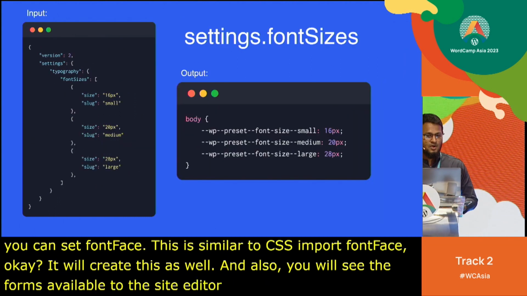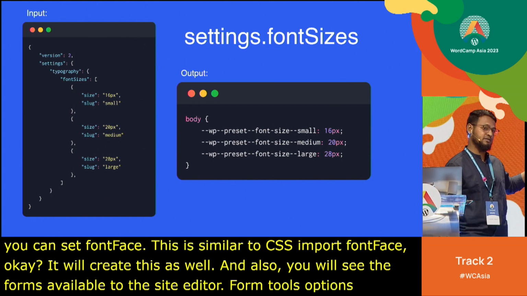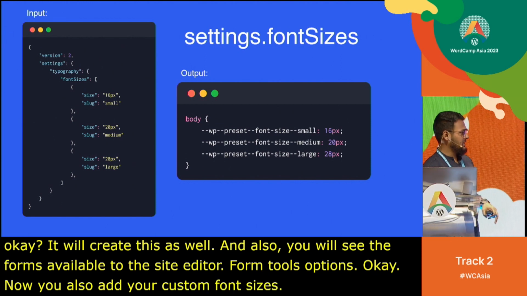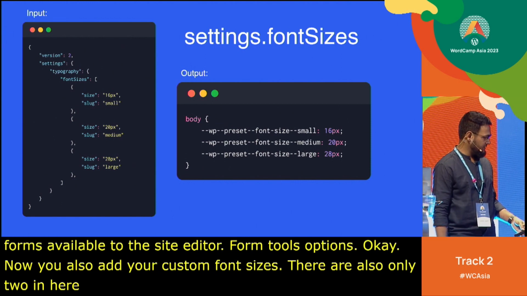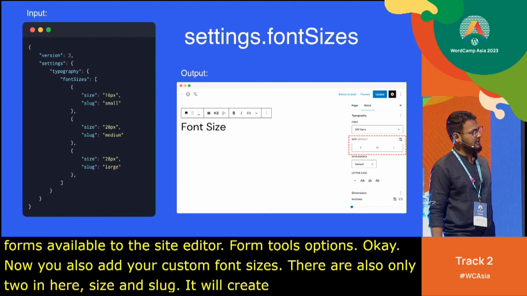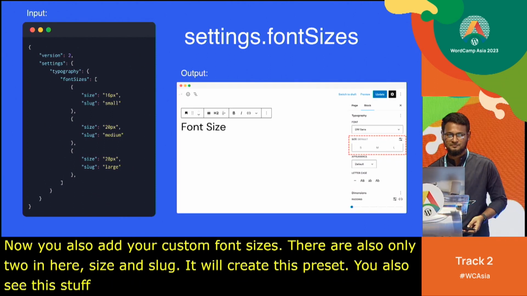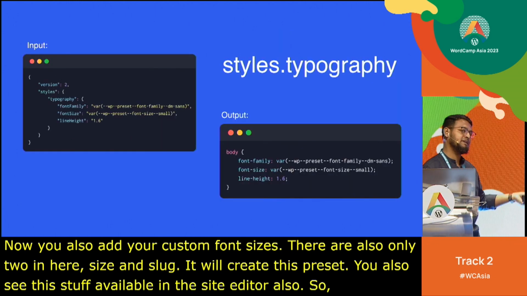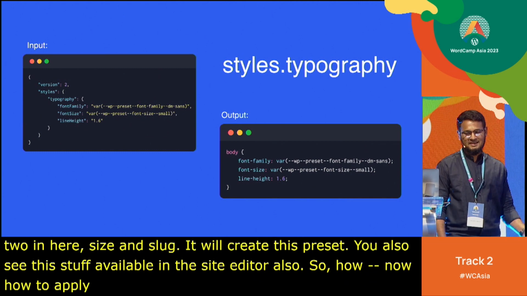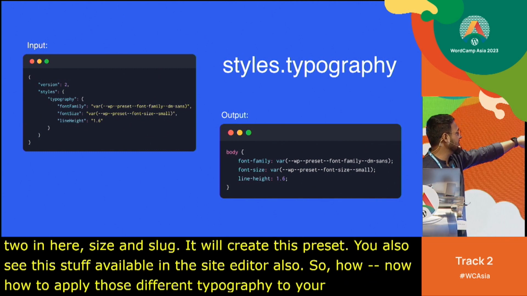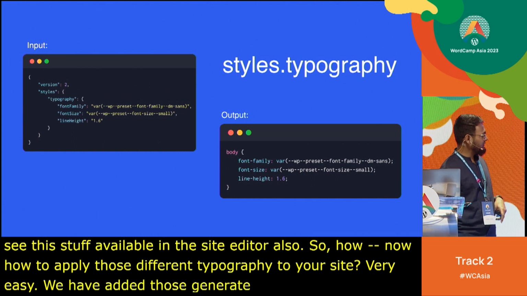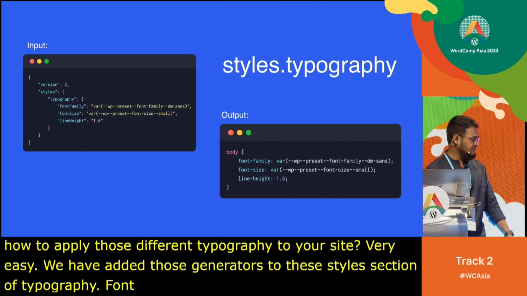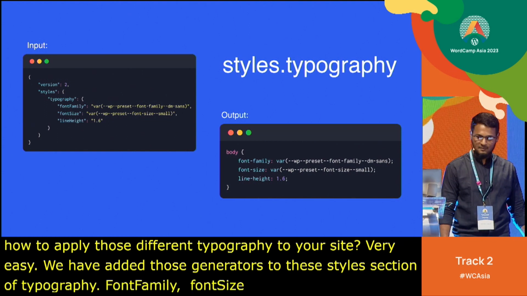Now you can also add your custom font sizes. Here are also only two key value pairs, size and slug, and it will create this preset. You can also see this stuff available in the site editor. So how to apply those defined typography to your site? Very easy. We have added those generated CSS into the style section of typography, font family, font size. As the output, WordPress parses this JSON data and adds the stuff here.